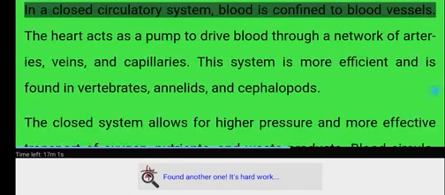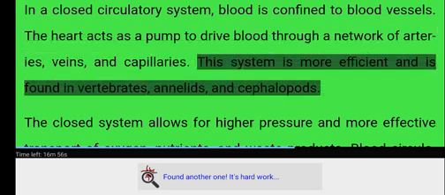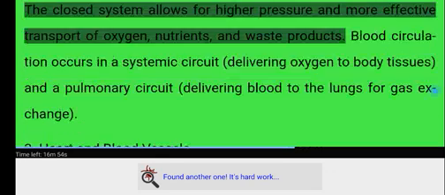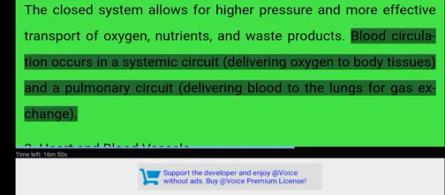B. Closed circulatory system. In a closed circulatory system, blood is confined to blood vessels. The heart acts as a pump to drive blood through a network of arteries, veins, and capillaries. This system is more efficient and is found in vertebrates, annelids, and cephalopods. The closed system allows for higher pressure and more effective transport of oxygen, nutrients, and waste products. Blood circulation occurs in a systemic circuit delivering oxygen to body tissues, and a pulmonary circuit delivering blood to the lungs for gas exchange.